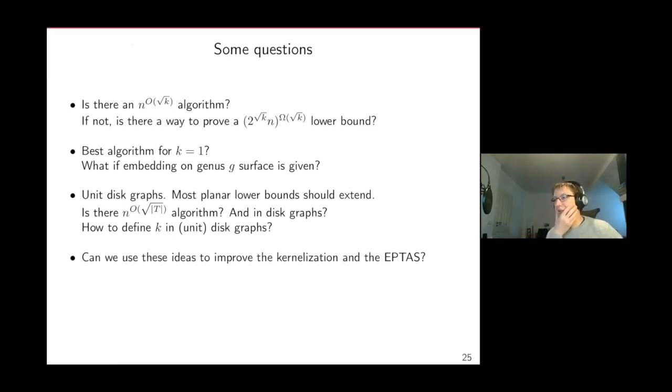And yeah, finally, as I mentioned, both the kernelization and the EPTAS, they use this k equals 1 as a subroutine, but maybe they could use some other reduction with a larger k as subroutine, and with the improved algorithm, perhaps that could lead to improvements either in the kernelization or in the EPTAS. So that would also be something to look at, I think.